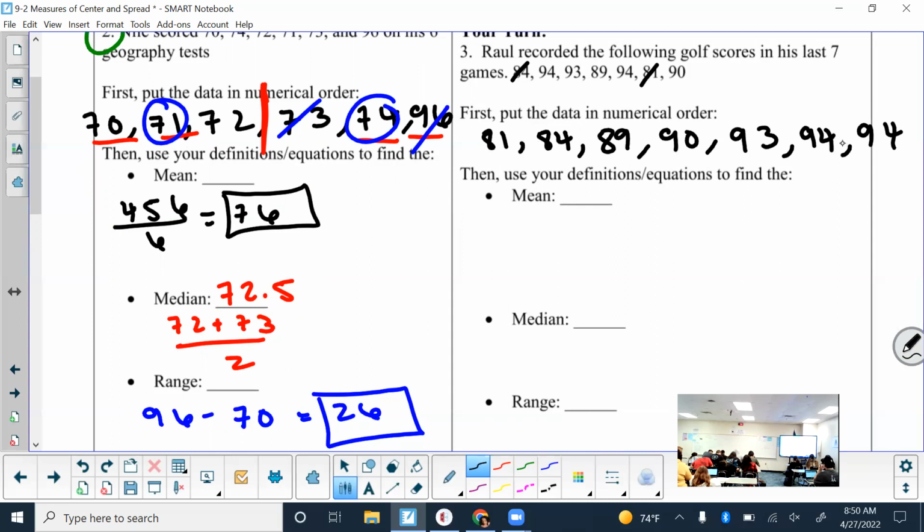For the mean, that's pretty much the same process. Add them all together. And then we're dividing by 7 this time. Why? Because there's 7 numbers that we're adding together. So add them together and tell me what you get. 625. What's 625 divided by 7? It's a bunch of decimals, so round it to the tenth.